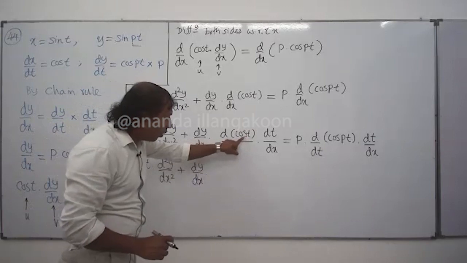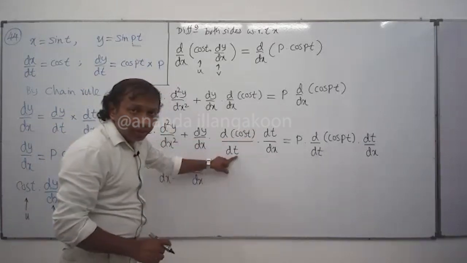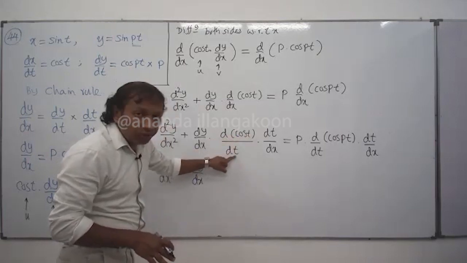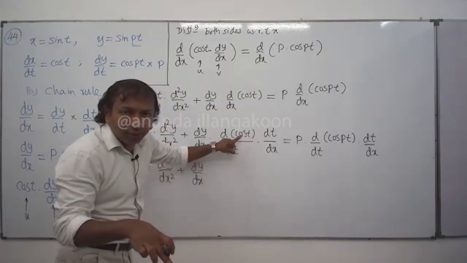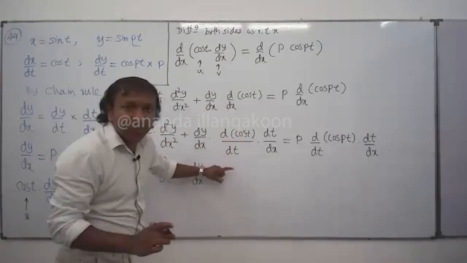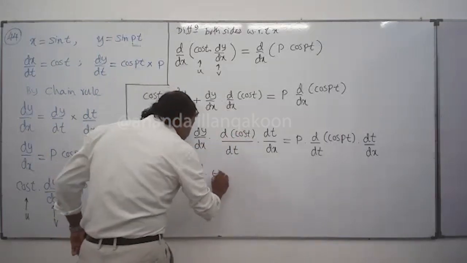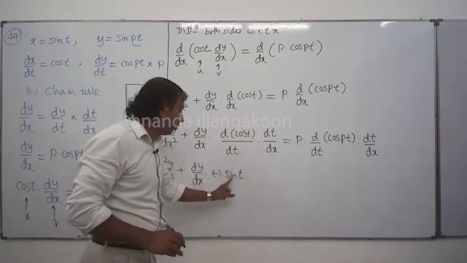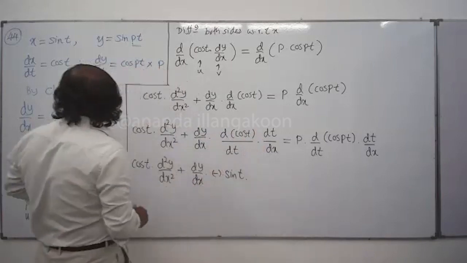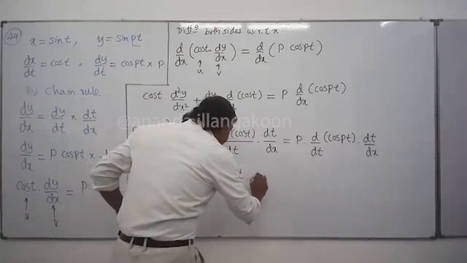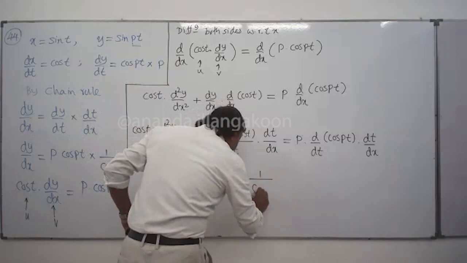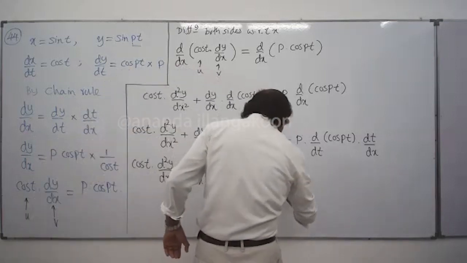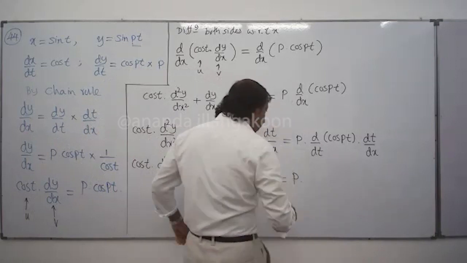When you differentiate cos t with respect to t, we can think of it like this: when you differentiate cos x with respect to x, the answer is minus sin x. Like that, cos t when you differentiate with respect to t gives minus sin t. After differentiating this, we get minus sin t. dt over dx means, people, 1 over cos t.